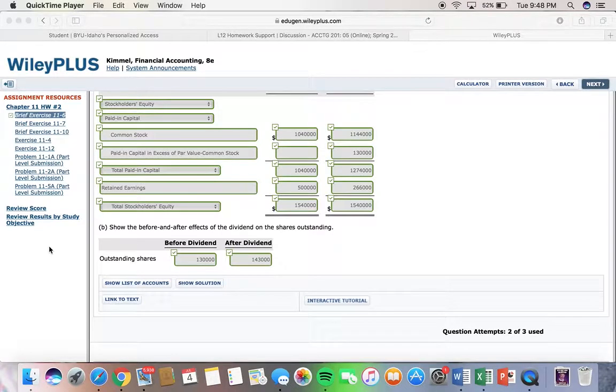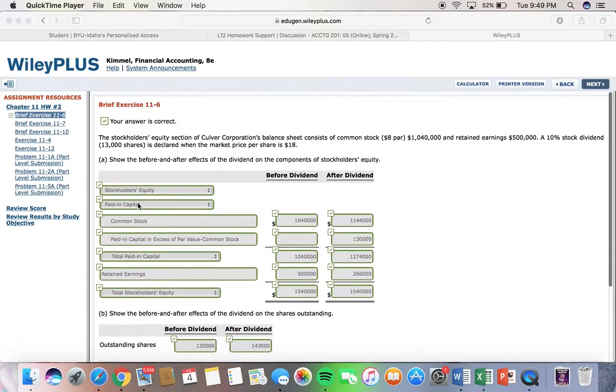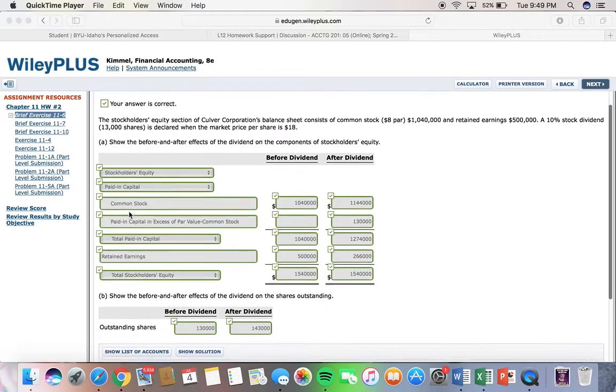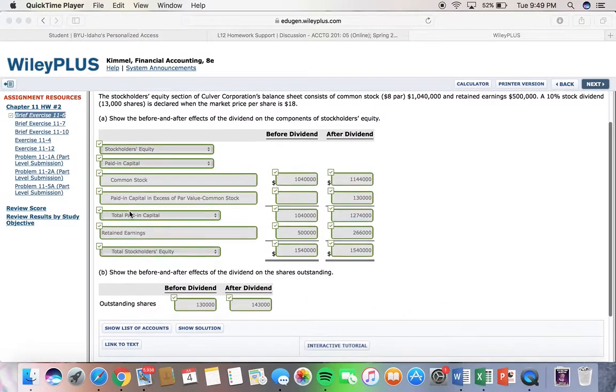Ready to brief exercise 11 tax 6. Our problem reads that the stockholders' equity section of Culver Corporation's balance sheet consists of common stock, $8 par value, of $1,040,000, and retained earnings of $500,000. A 10% stock dividend, 13,000 shares, is declared when the market price per share is $18. We'll go through part A and part B.